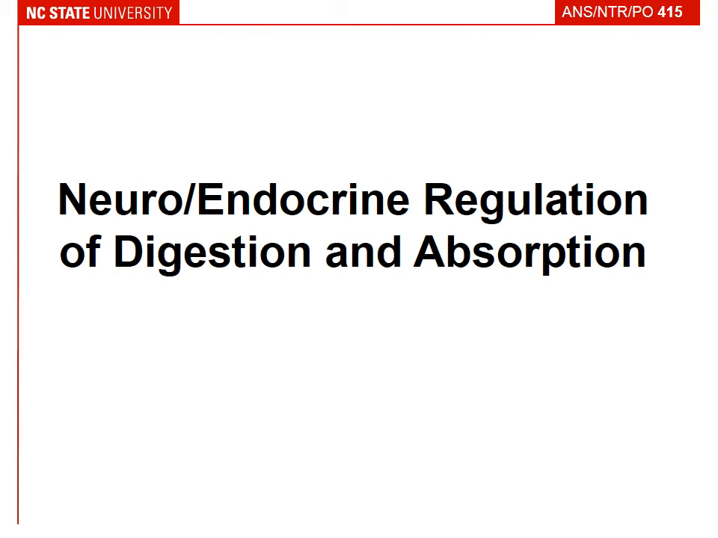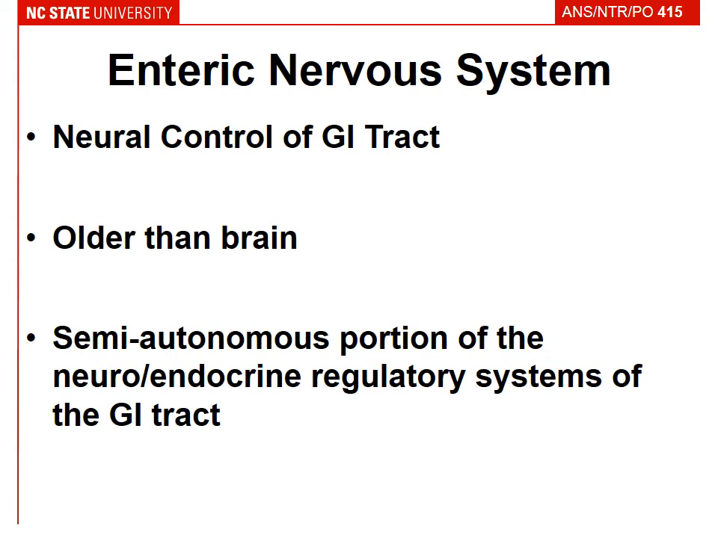So how do we regulate digestion and absorption? We mainly utilize the enteric nervous system, which is the neural control of the gastrointestinal tract, and it's actually older than the brain. When a fetus first forms, one of the first things that develops is the neural tube, so it actually is older than the brain and the animal. It's a semi-autonomous portion of the neuroendocrine regulatory system of the GI tract.